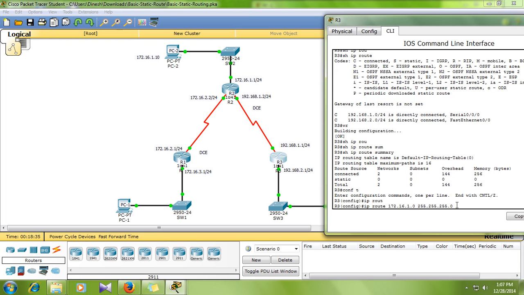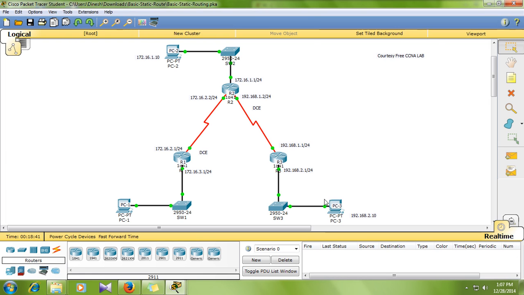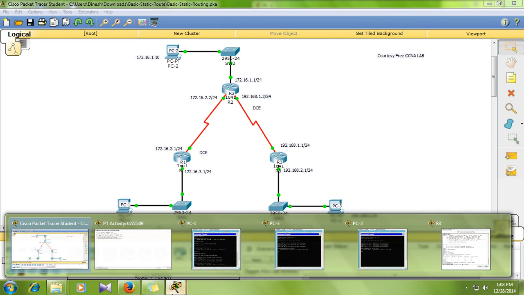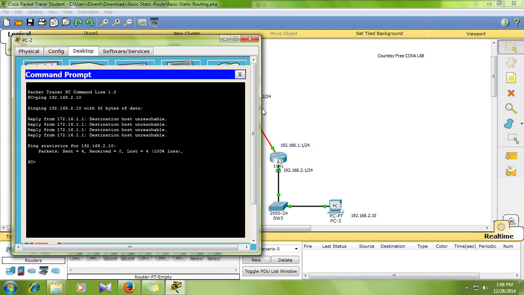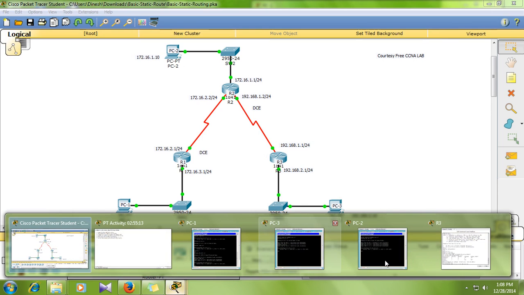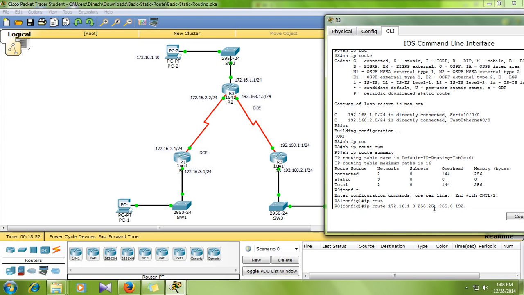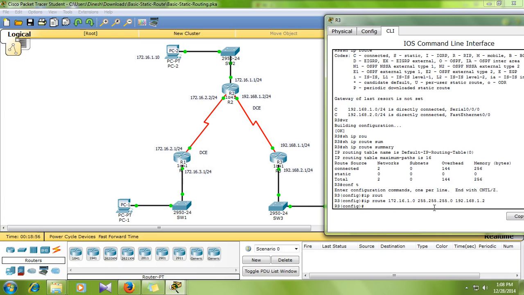What is the next hop interface? Whenever the router R3 tries to reach these networks, it sends the packets to the interface of router R2. That is the next hop address, 1.2. Actually, the next hop interface should not be connected to the same router. It should be the interface of the next router which is connected to this router. Okay, you did this one.